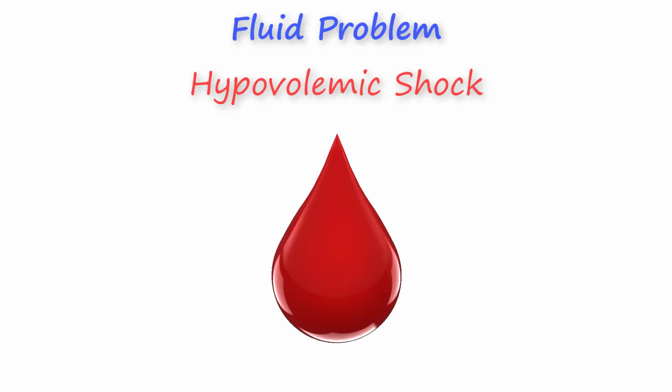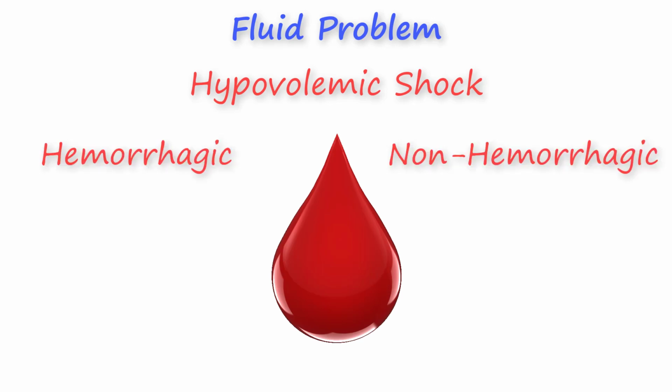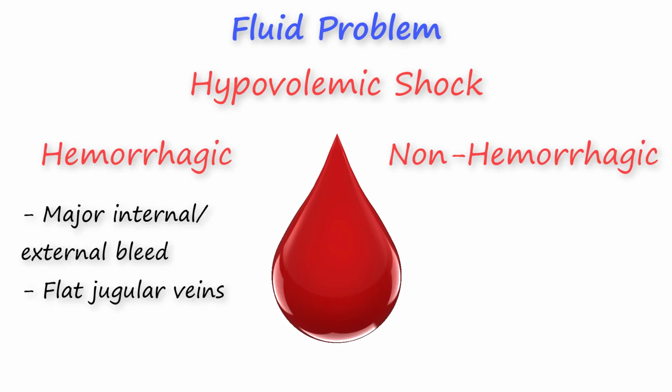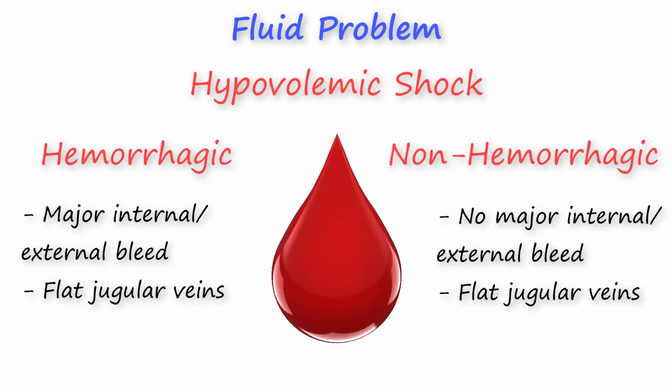The last category of shock is hypovolemic shock, which is a fluid problem. You don't have enough fluid in your system. It's classified as either hemorrhagic or non-hemorrhagic. Hemorrhagic is just that there's some sort of major internal or external bleed, that you don't have enough blood in your system. Non-hemorrhagic, an example would be like severe massive dehydration. One of the other characteristics for both of the types of hypovolemic shock would be the presence of flat jugular veins, just one sign that you don't have enough fluid in the system.